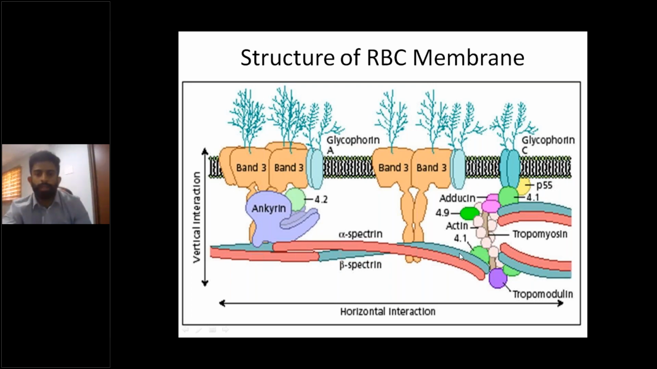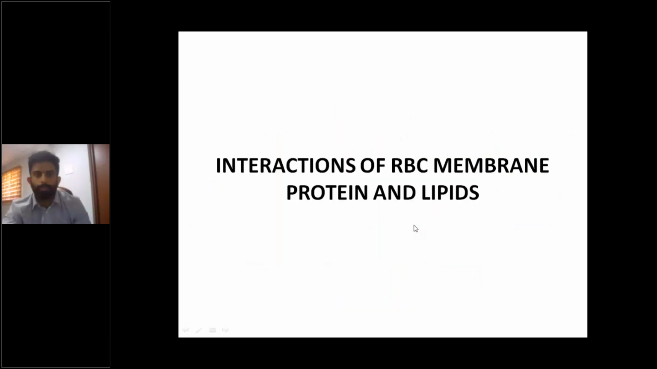Whereas in the horizontal interaction, there is glycophorin A and glycophorin C. There is alpha spectrin and beta spectrin. There is tropomyosin and tropomodulin. These are the ones that are seen in horizontal interaction.